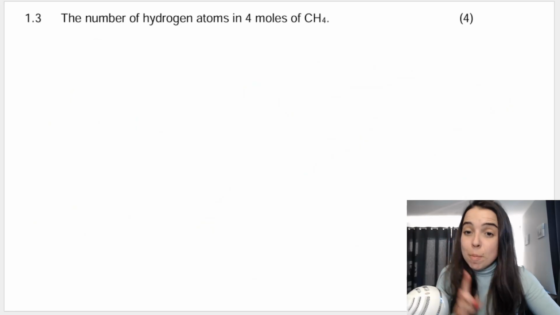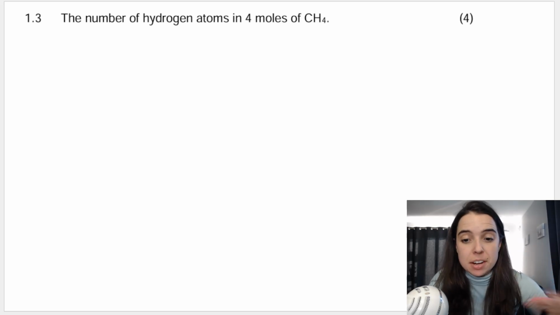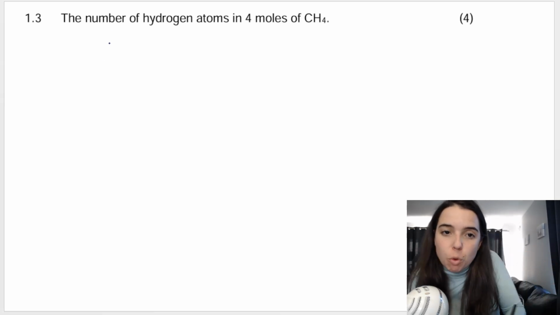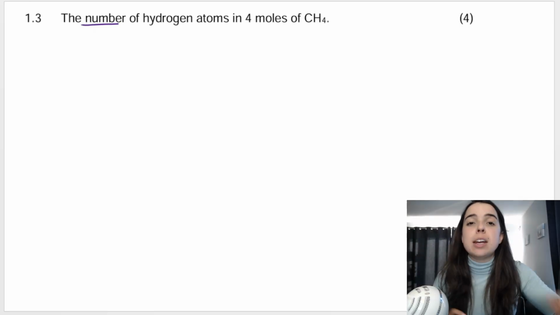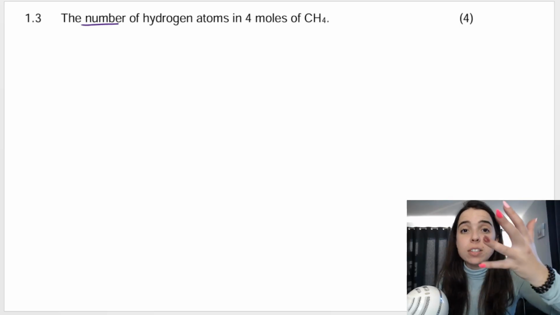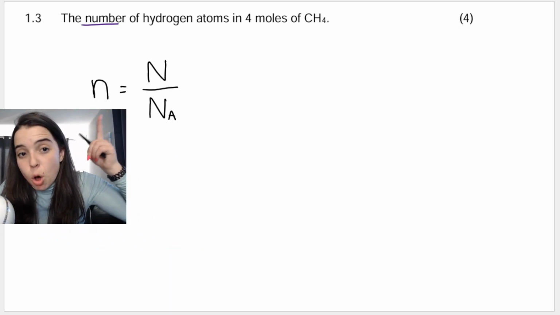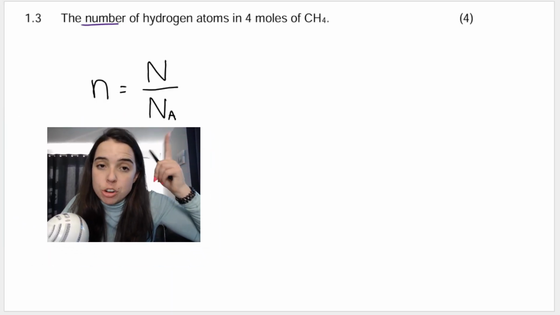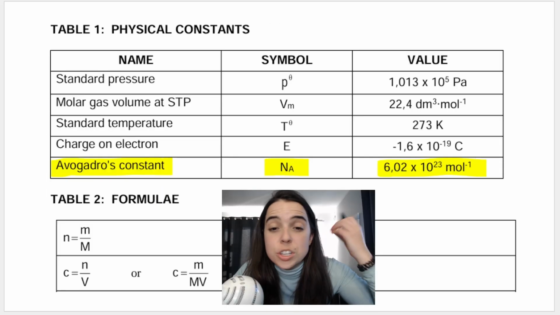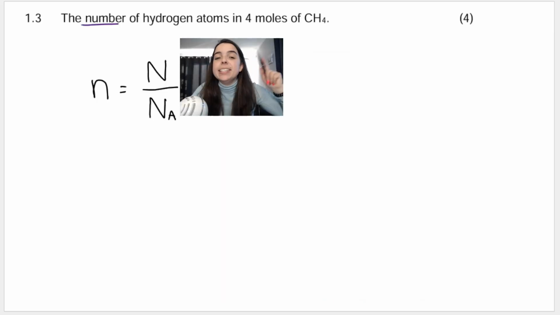This question wants the number of hydrogen atoms in 4 moles of CH4, otherwise known as methane. Now, grade 10s, as soon as you see a question asking for number of, and they either say number of molecules, formula units, atoms, number of ions, number of particles, so number of, you know you need to use the following formula, where little n is number of moles, NA is Avogadro's number or Avogadro's constant, which is given on your formula sheet. It will always be this value. And big N is number of molecules or formula units.